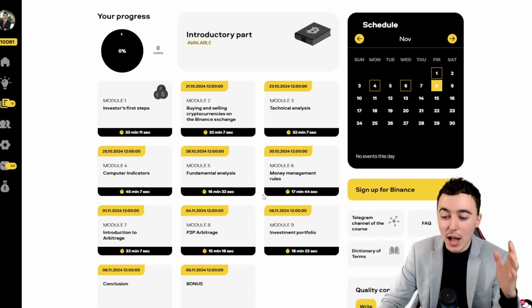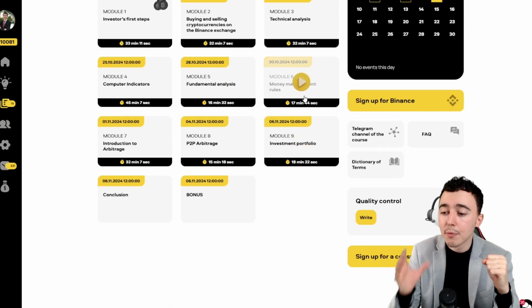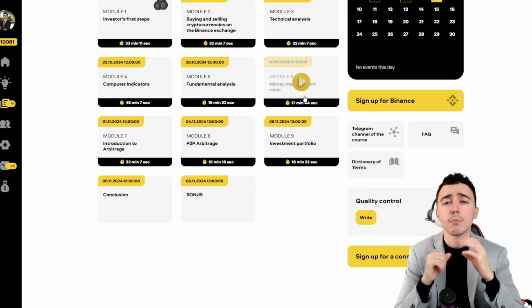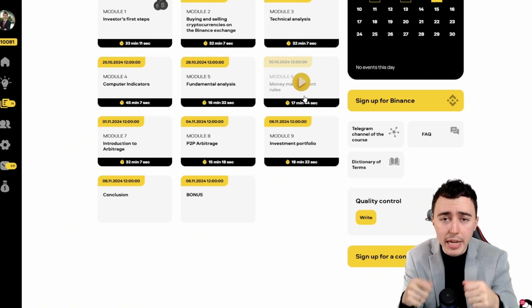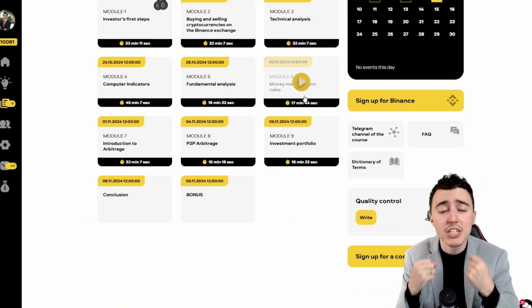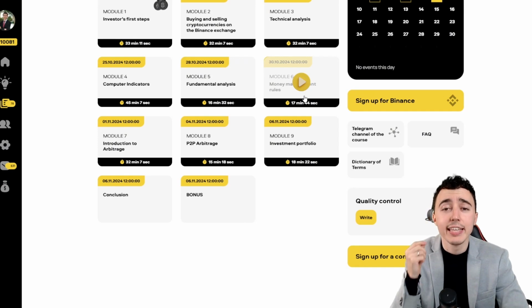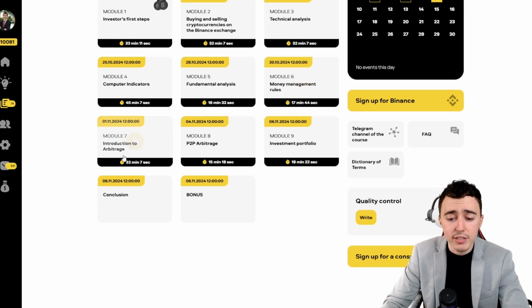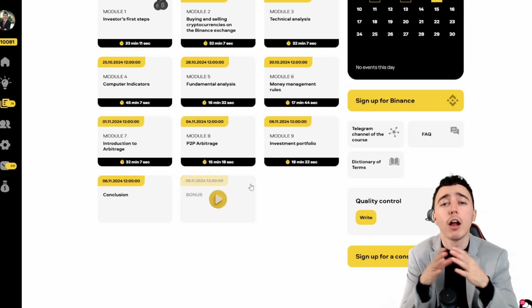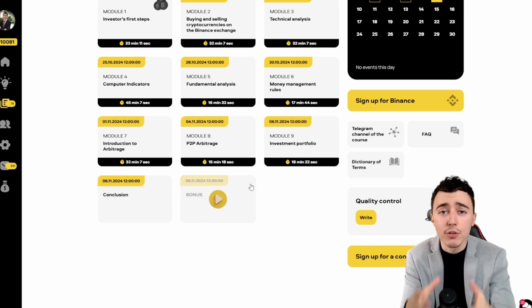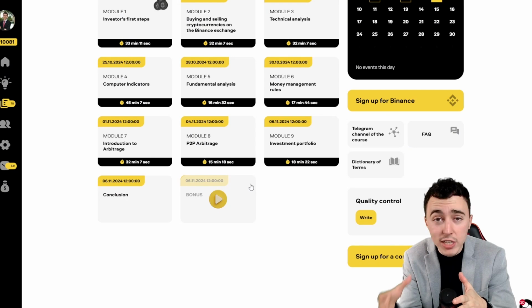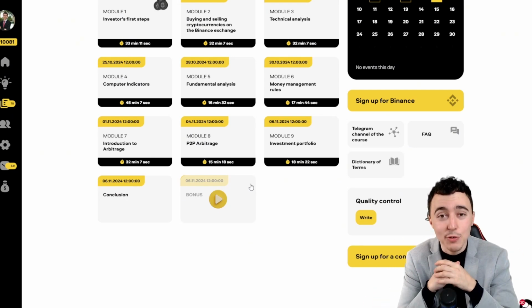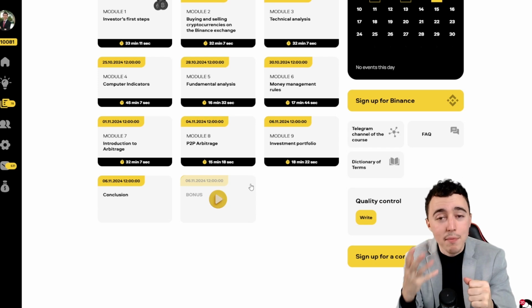Now, after we do all the analysis, we learn about the money management rules, how to manage your positions so you can take your stop loss, your take profits, and make sure that you make your money increase even more by managing correctly your money, getting that financial knowledge. And after that, we enter into the most important modules, the introduction to arbitrage and the peer-to-peer arbitrage, where we will show you a method that allows you to make money with no risk in crypto, literally zero risk. I know it sounds crazy, but that's exactly what you're gonna learn in those modules, step by step.